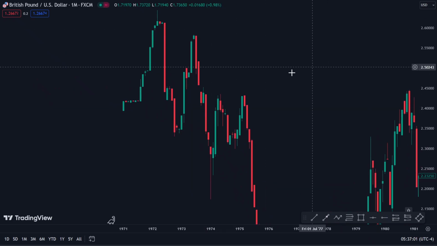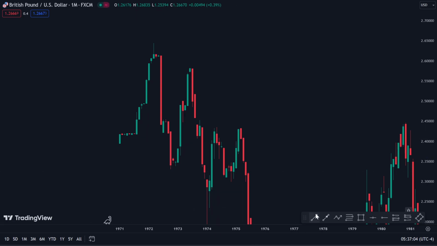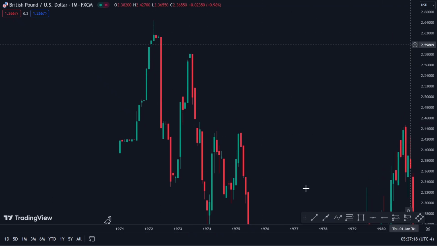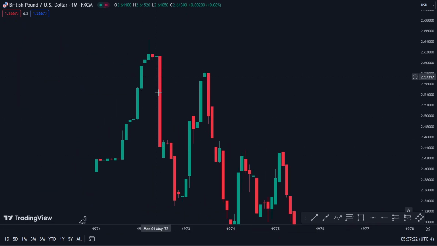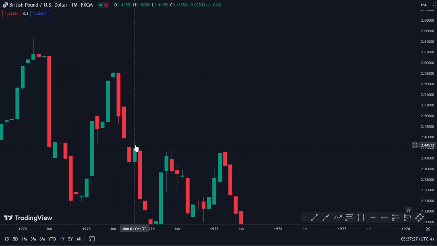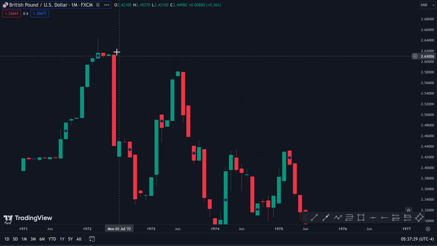Now if we look over here, friends, this is quite a ginormous move. This over here, this move. Now let's spot our fair value gap. First of all, this candle is in the middle. Now we have to train our eyes to look at immediately the candle before it to the left and the candle after it to the right.